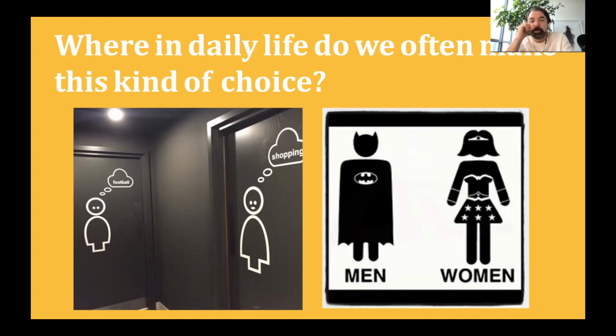And in quite a number of situations, we can see variations of these choices represented by the logos or the characters that are drawn on the doors to help identify which is which. And so we can see football is what's identified here for the men's washroom in the one photo, and shopping is for the women's. We can see Batman versus Wonder Woman to help identify.